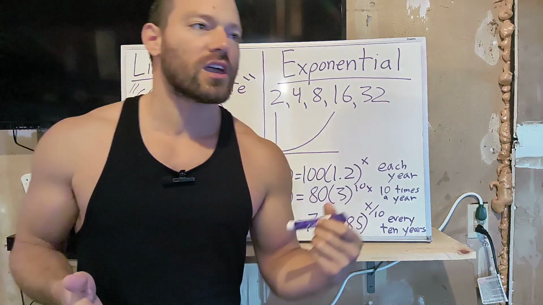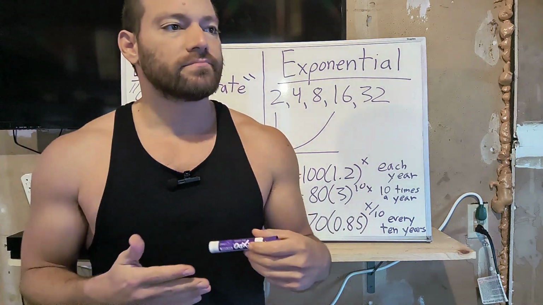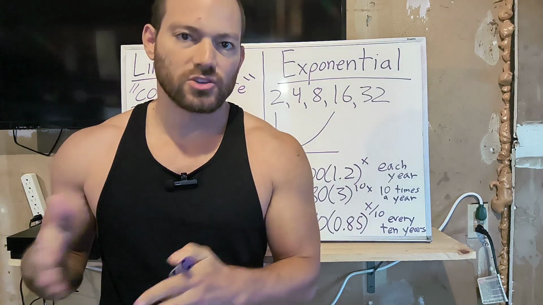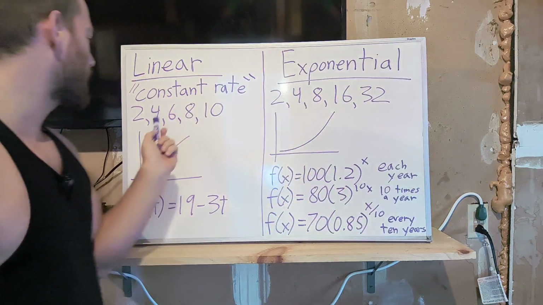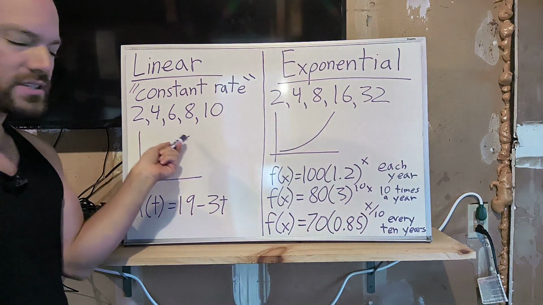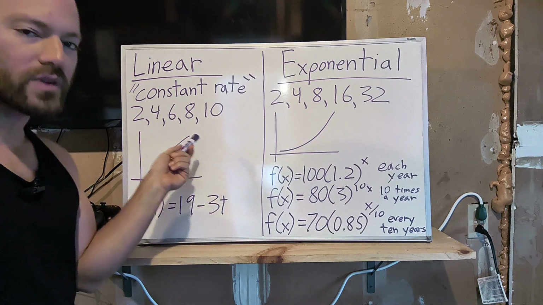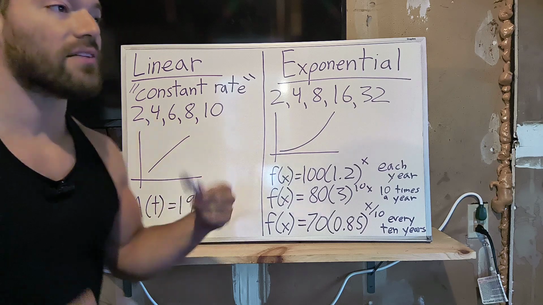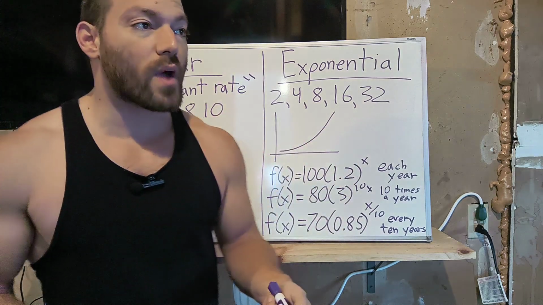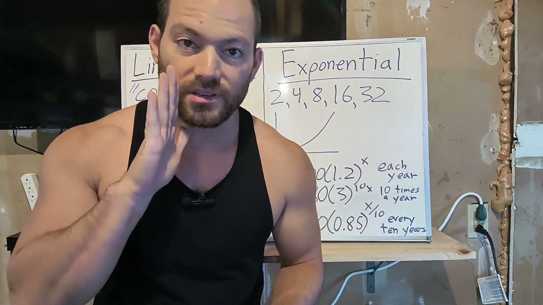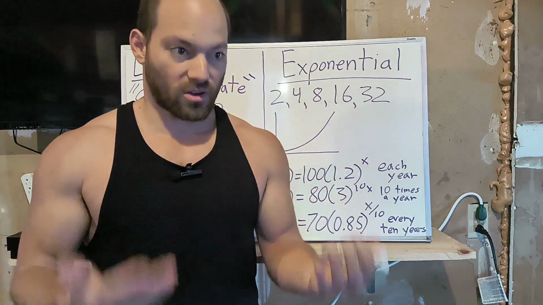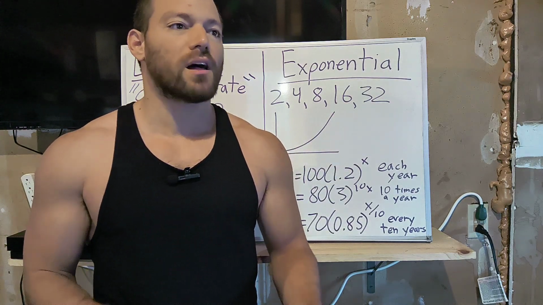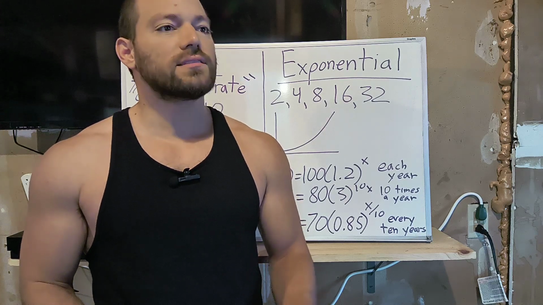So linear change means the same amount is being added or subtracted each time. I got some sample numbers here, right? 2, 4, 6, 8, 10. I'm adding 2 each time. It's happening at a constant rate. And in fact, that's one of the ways they will whisper to you that it's a question about linear change. They'll say, oh, blah, blah, blah is happening at a constant rate.